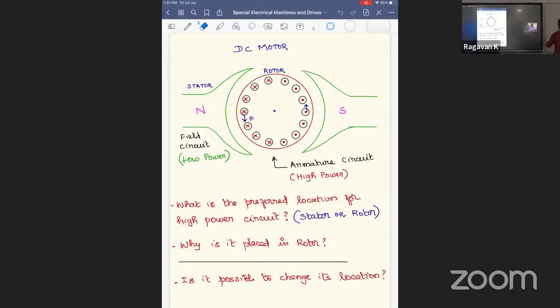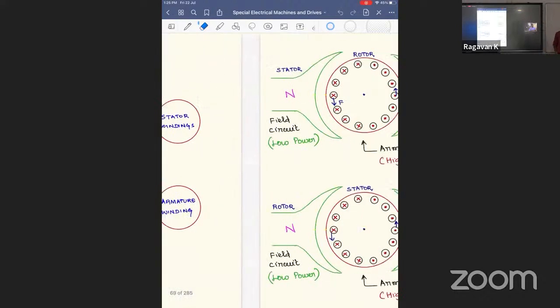So now what we do is we take the machine and the commutator, which is a mechanical system, we break it and throw it. Now we are bringing in an electronic inverter, an electronic commutator. So that is what is next.